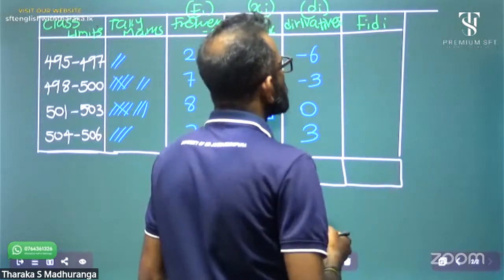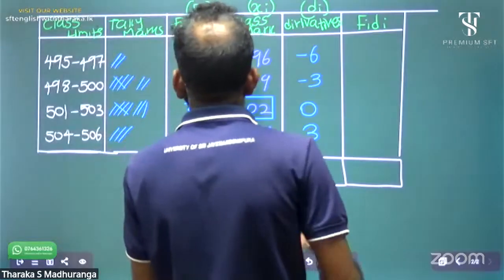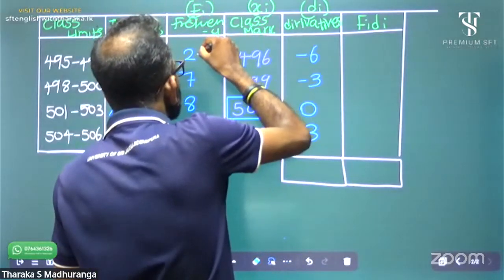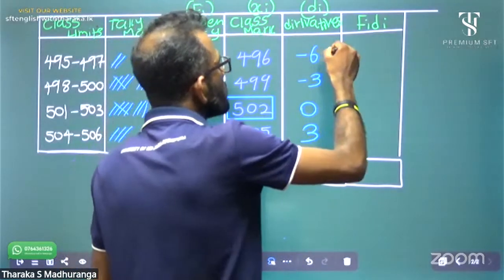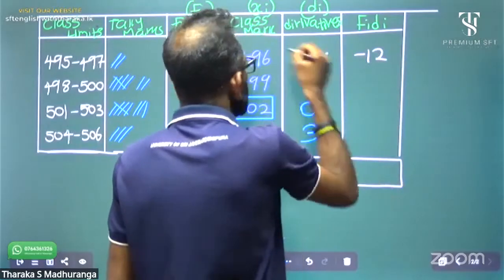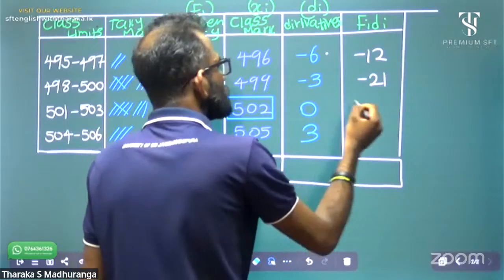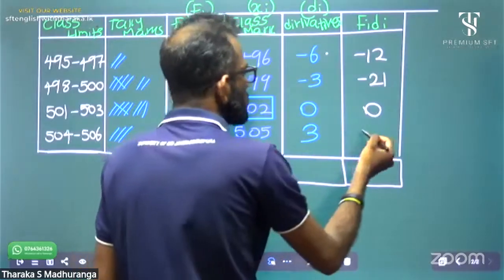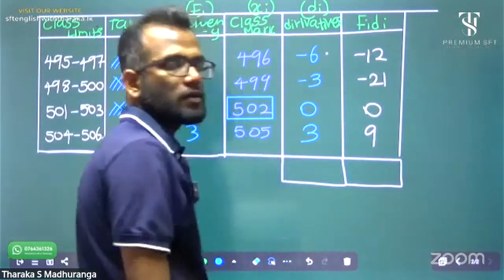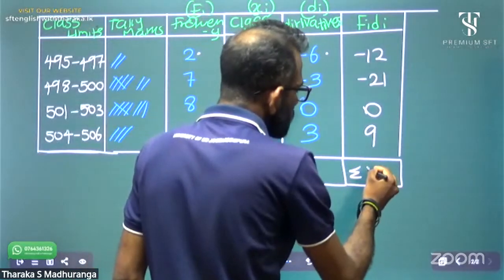Now you can get the fi di multiplication value. First group frequency 2, multiplied by minus 6, minus 12. 7 into 3, 21, minus 21. 8 into 0, 0. 3 into 3, 9.